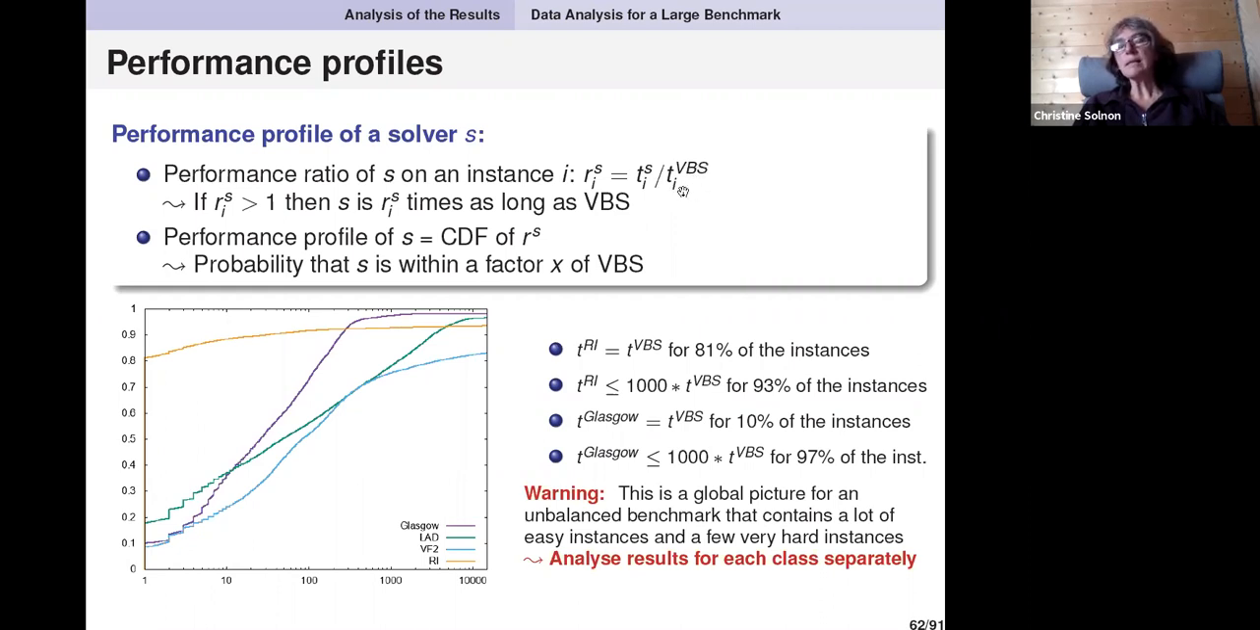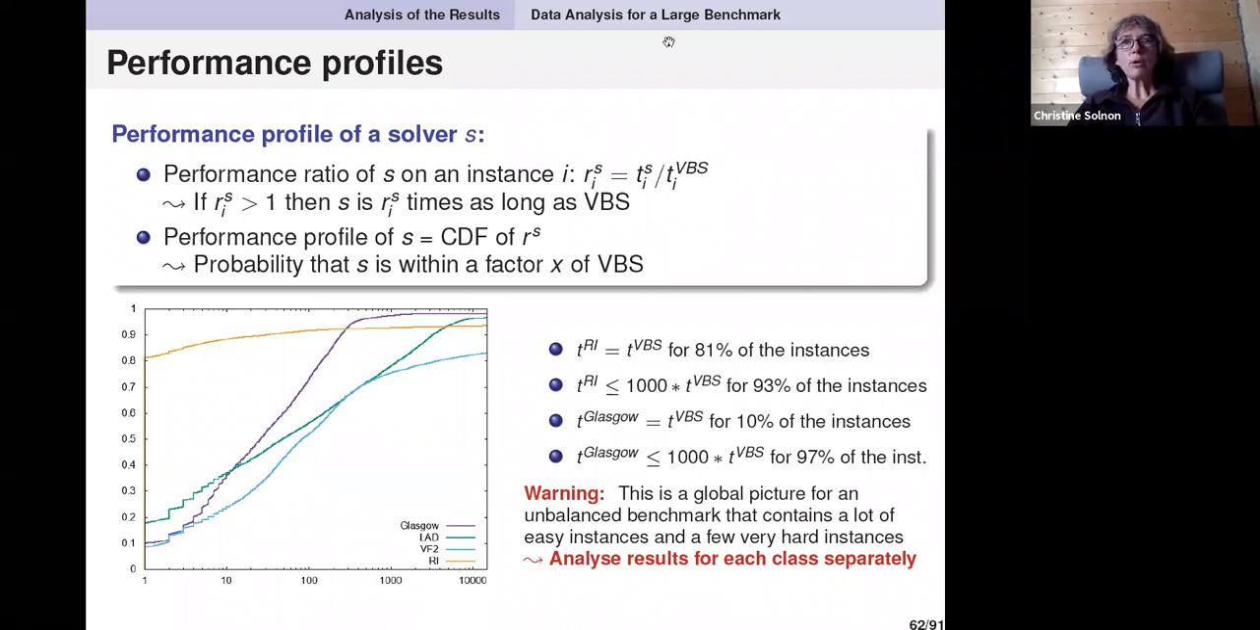In other words, the best solving time among all compared approaches. So if R is equal to 1, it means that S is the best solver for this instance. And if R is greater than 1, it means that the solver S is R times as long as the virtual best solver. And now I can plot the cumulative distribution function of this performance ratio, and I obtain the probability that the solver S is within a factor X of the virtual best solver.